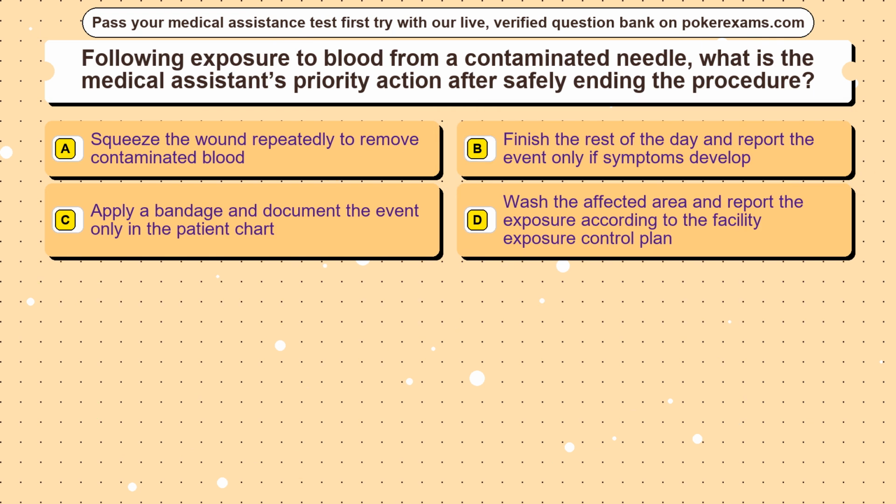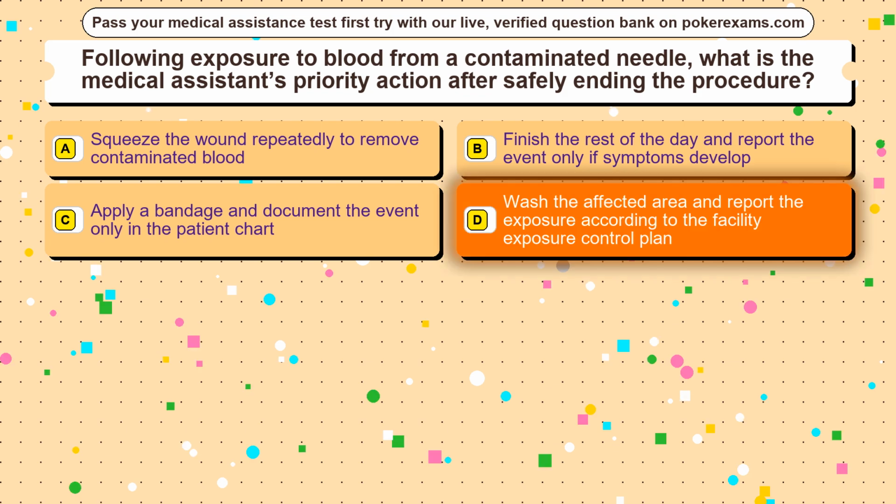Question 25. Following exposure to blood from a contaminated needle, what is the medical assistant's priority action after safely ending the procedure? Option A. Squeeze the wound repeatedly to remove contaminated blood. Option B. Finish the rest of the day and report the event only if symptoms develop. Option C. Apply a bandage and document the event only in the patient chart. Option D. Wash the affected area and report the exposure according to the facility exposure control plan.